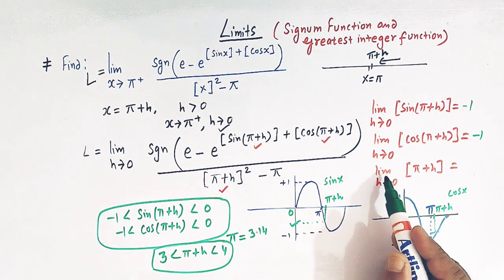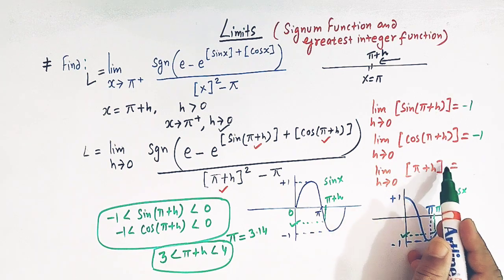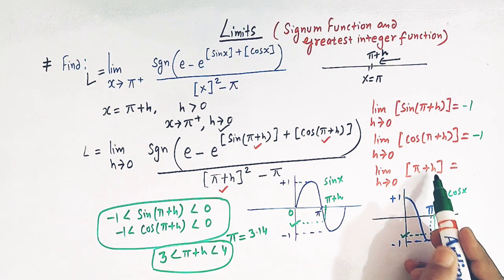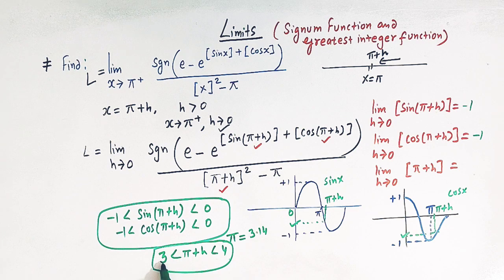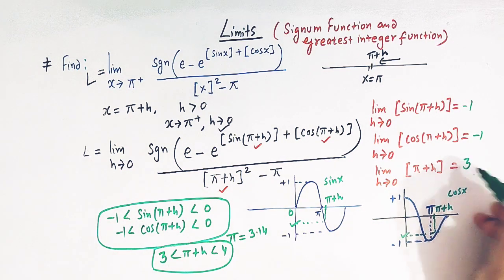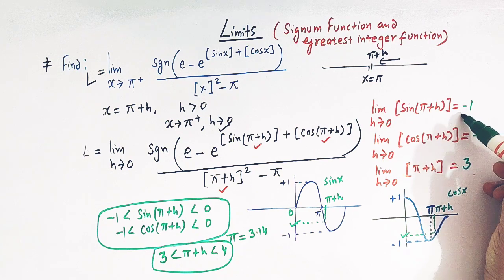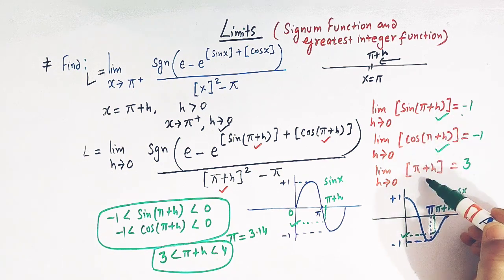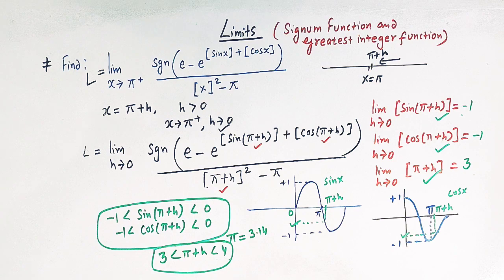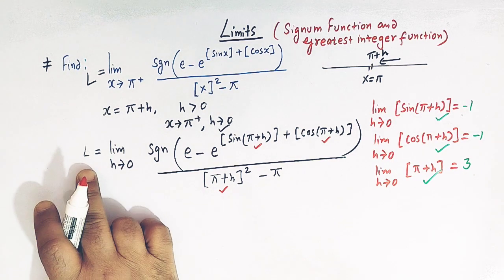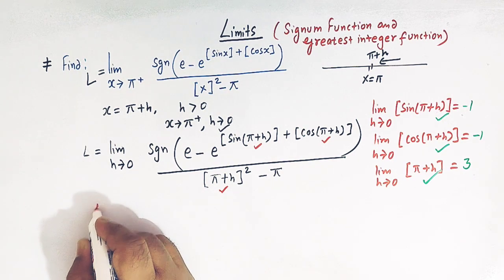So here we have limit h tends to 0, greatest integer of pi plus h. So pi plus h lies between 3 and 4. So the greatest integer of pi plus h is equal to 3, right? So we have now assigned values to these three limits, right? So now let us come to our limit L, right?